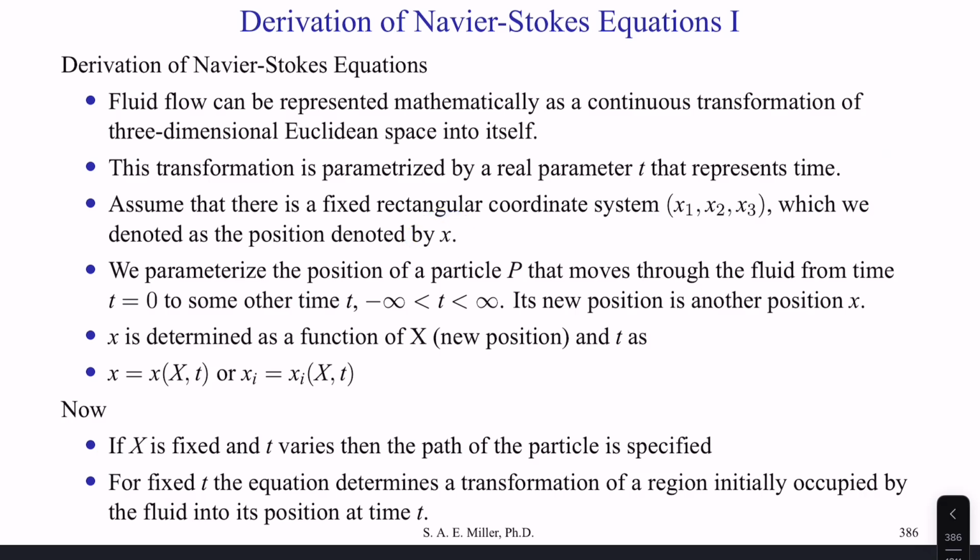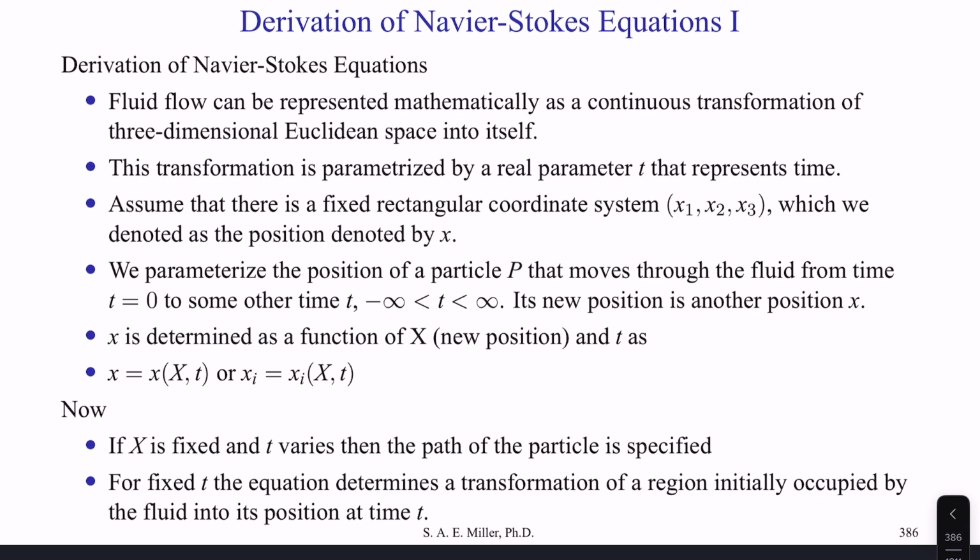We'll parameterize this position of a particular particle, which we'll call P, or fluid parcel, which will move through the fluid from time t0, which is the initial time, to some other time. And it could be seen as being, in a sense, going into negative or positive time from some position time of 0.